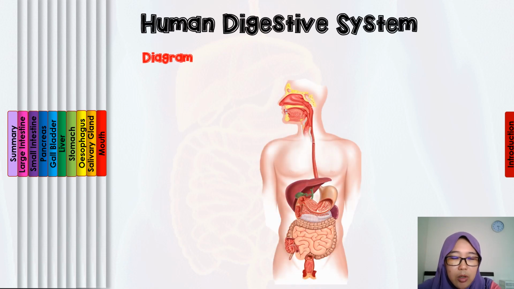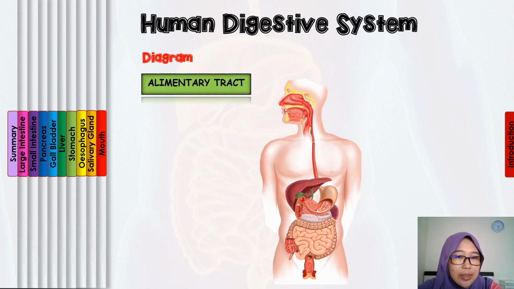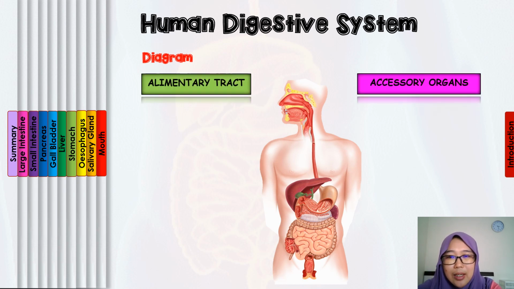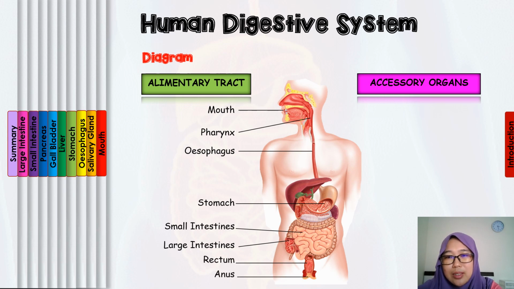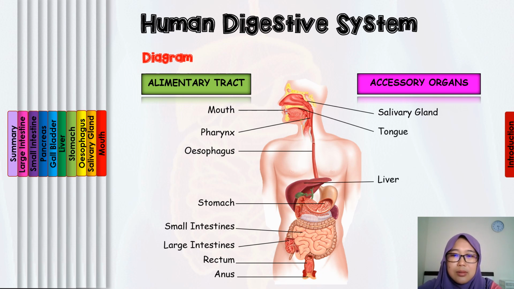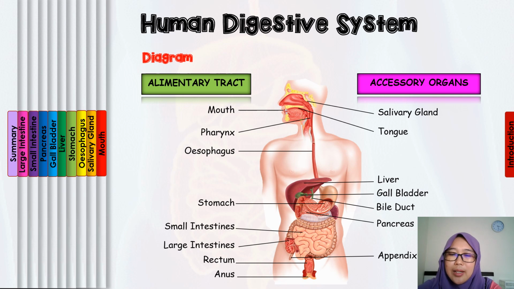Here is the diagram of the human digestive system. It is divided into alimentary tract and accessory organs. The alimentary tract consists of mouth, pharynx, esophagus, stomach, small intestine, large intestine, rectum, and anus, whereas accessory organs consist of salivary gland, tongue, liver, gallbladder, bile duct, pancreas, and appendix.